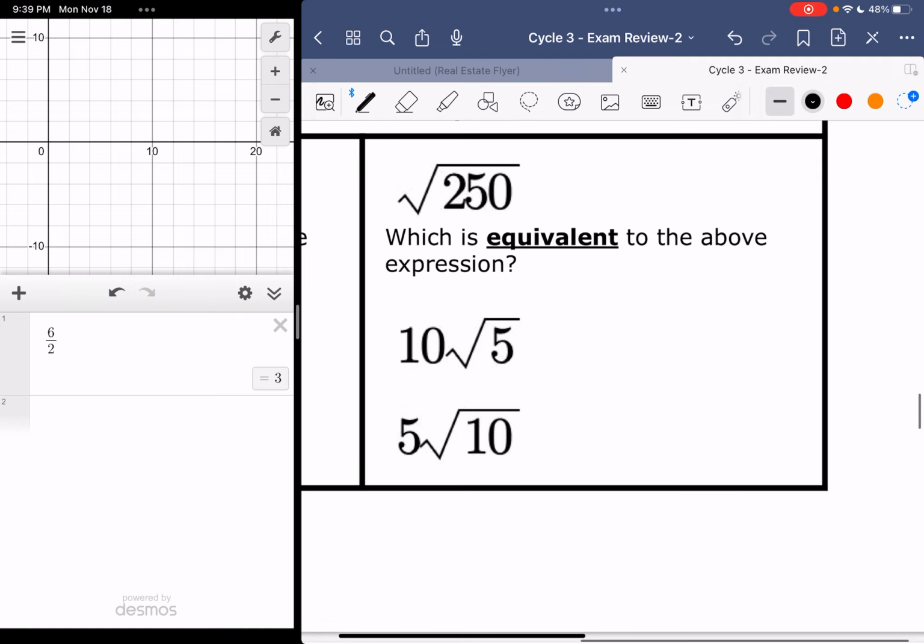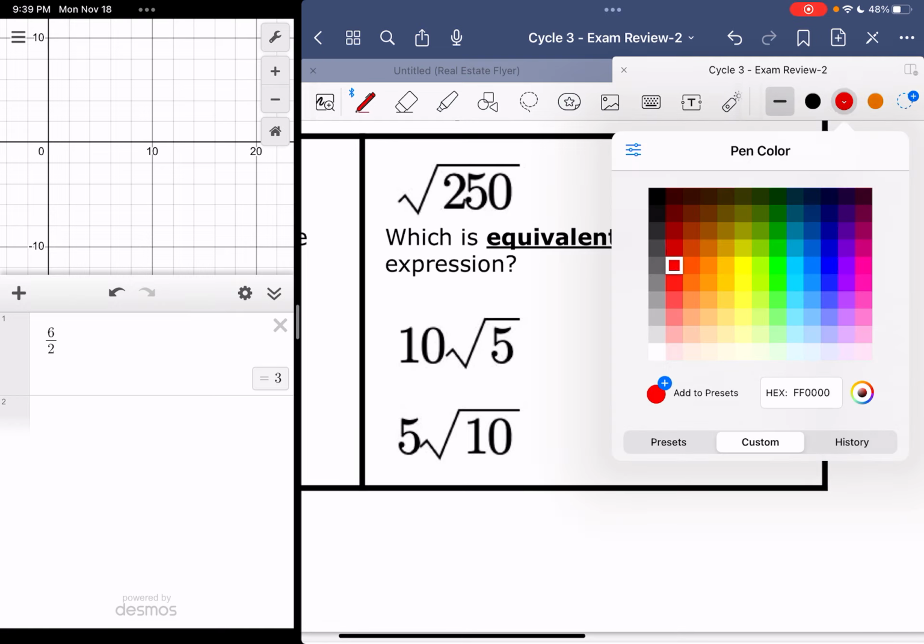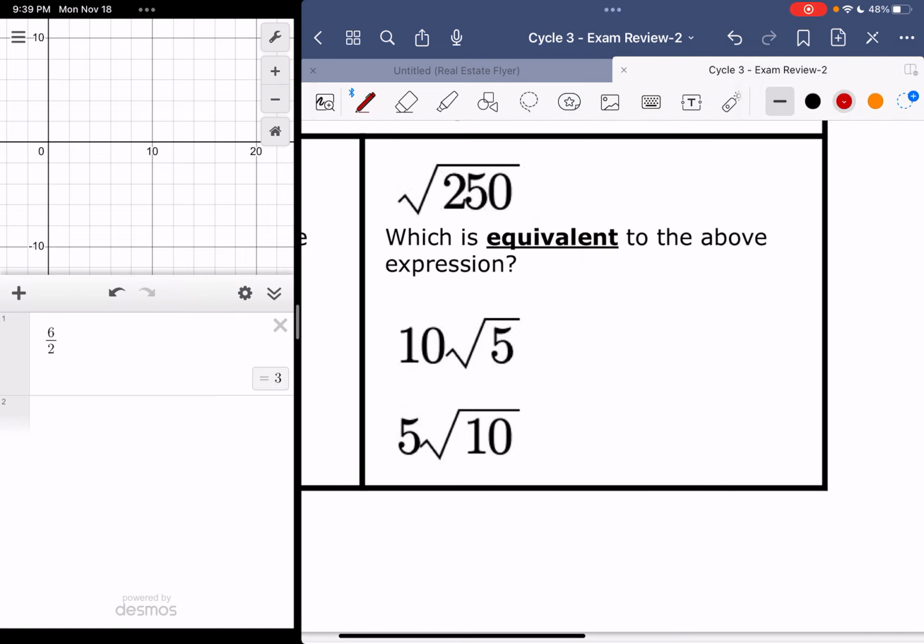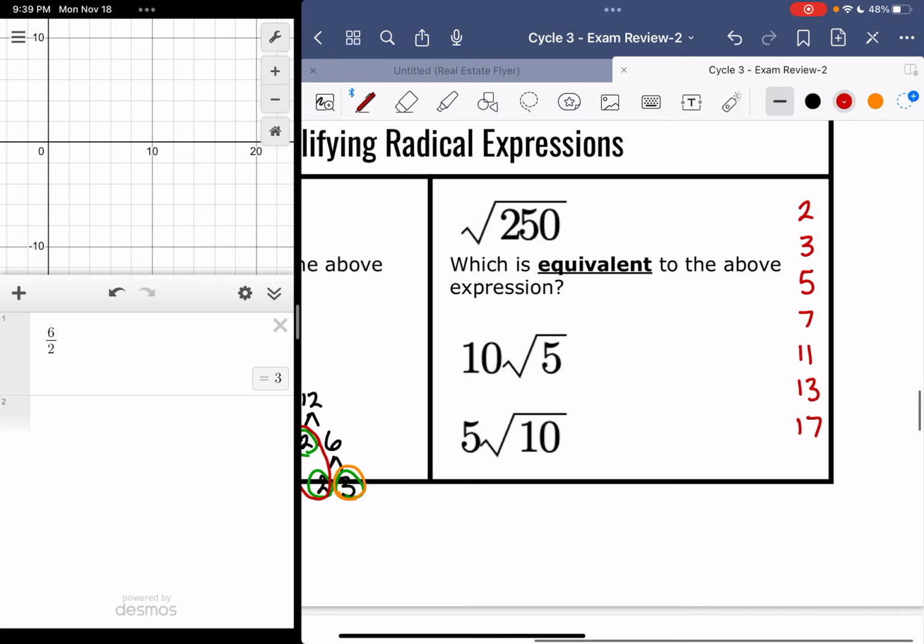This is the one I'm going to leave you to do. It is a little bit longer, not too much. If you need a list of those prime numbers, here you go: 2, 3, 5, 7, 11, 13, and 17. And you can use those to make your tree. Okay, square root of 250. And you can start dividing.